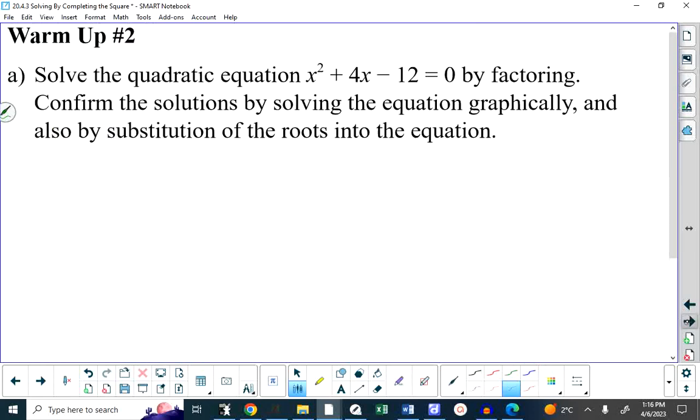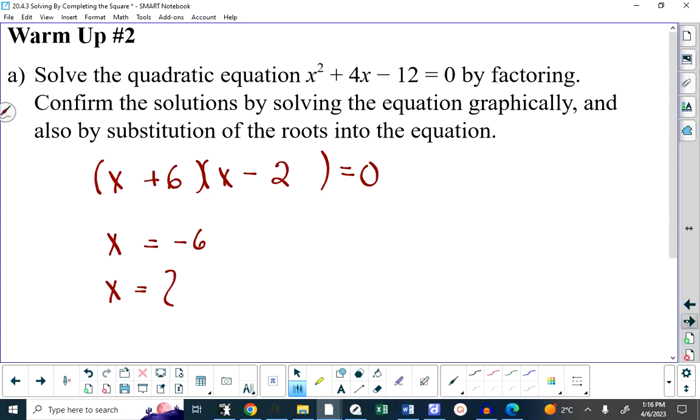Now let's take a look at warm-up 2. Solve this quadratic equation by factoring, and then just double-check the solutions. This is easy. We're back to writing equals 0 here. I hope everybody sees that it factors into x plus 6 times x minus 2. You all with me on that? I hope everybody sees that x equals negative 6 and x equals 2. Are you with me on that?